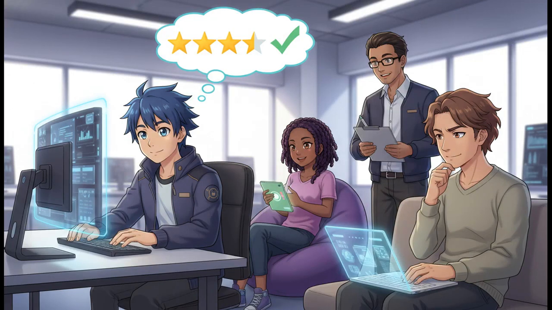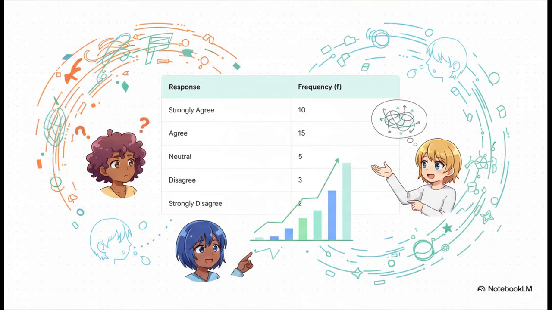Okay, so let's walk through a real-world example. Imagine you're in IT, and you've just rolled out a new system. You ask your users to rate a simple statement. The system is easy to use. And boom, here are your results from 35 people. As you can see, the responses are kind of all over the map. You've got 10 people who strongly agree, 15 who agree, a few who are neutral, a couple even disagree. Right now, this is just a jumble of numbers. How in the world do you summarize this mess?